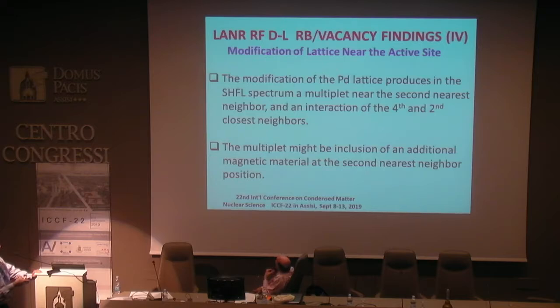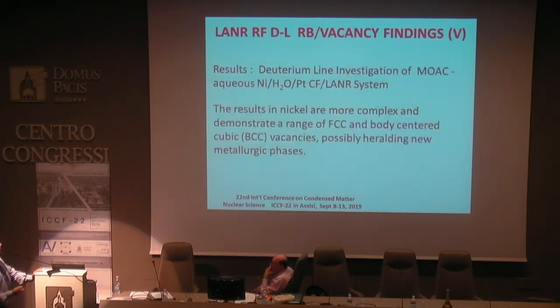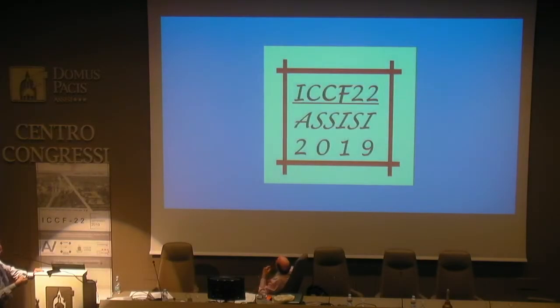We need an answer for why there is a change in the second closest neighbor and what it is. Something happens within the palladium, and that multiplet may be a result of an inclusion of an additional magnetic material or an interaction between the second and fourth closest neighbors. In the MOAC, which is an ordinary water nickel system, we also find the change, but it isn't.